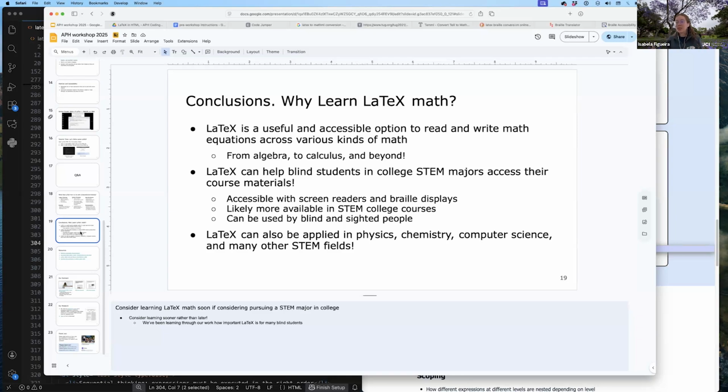Some large campuses do have on-campus Braille printers, so that's super lucky, but not all students will have access to something like that. So it's really important to increase the tools that students have access to so that they can access their materials in different formats as they need. And LaTeX can be applied in physics. It can be used in chemistry, computer science, and many other STEM fields. So it's not just for math, it's for many kinds of STEM, which is really exciting.